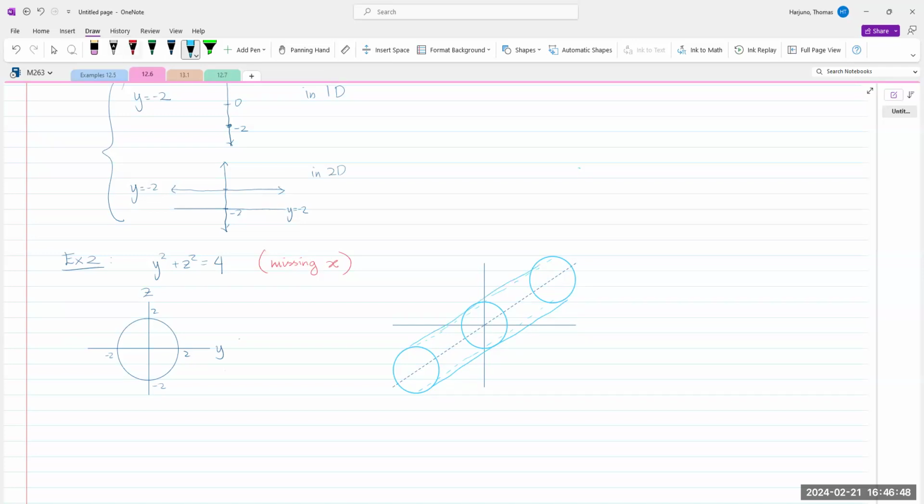And to help us with the shape of the circle, I have these dashes here to help us see that it maintains the circular cross section. Okay, this is the x-axis, this is the y-axis, this is the z-axis.